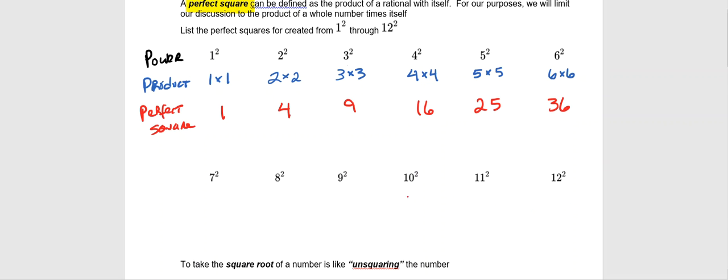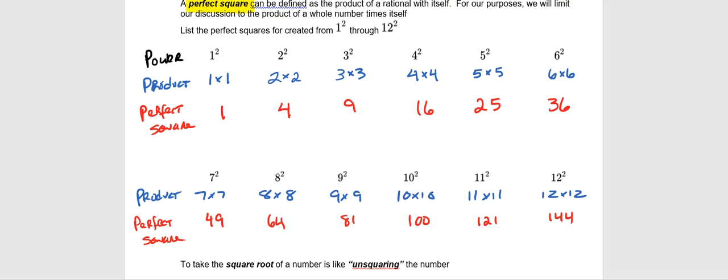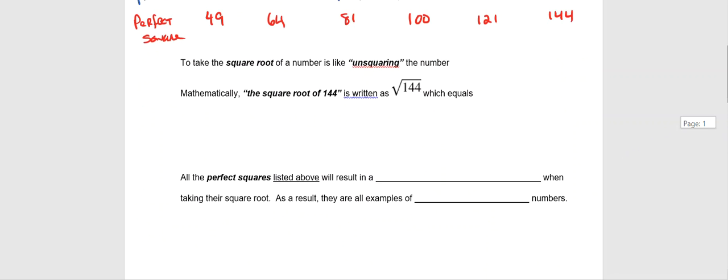that repeated multiplication. So I'm going to pause the video and I'm going to quickly ask you to write both the product of each of these powers, 7 squared through 12 squared, and the resulting perfect square. So I'll pause the video and let you get caught up. So if you completed your list correctly, these are your resulting products and perfect squares of 7 squared all the way through 12 squared. So we will move on.